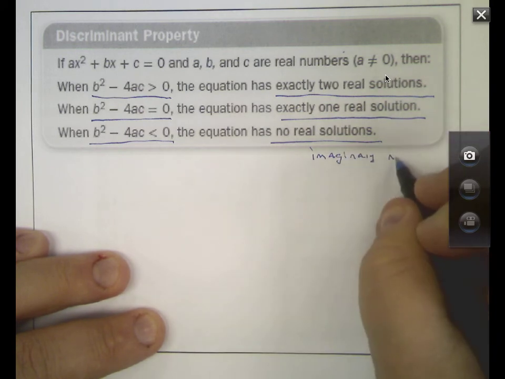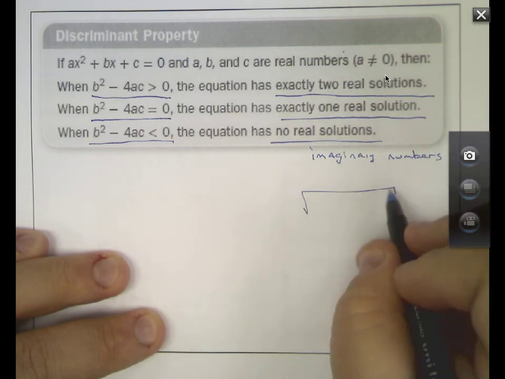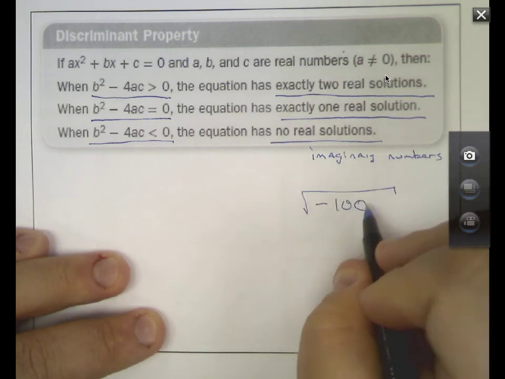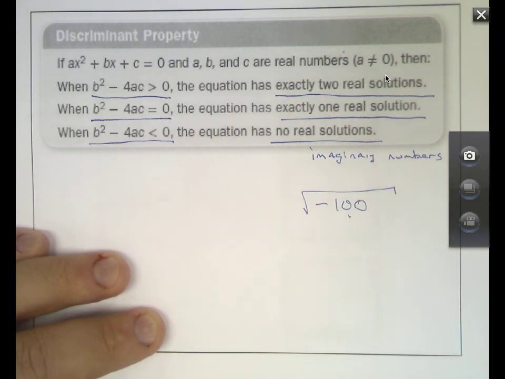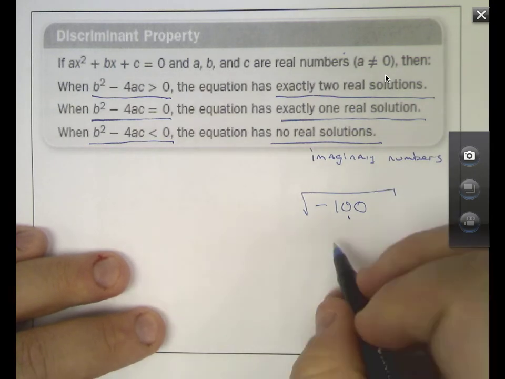We call those imaginary numbers. Because what happens in our quadratic equation is, if you have the square root of some negative number, you cannot actually find the square root of that.